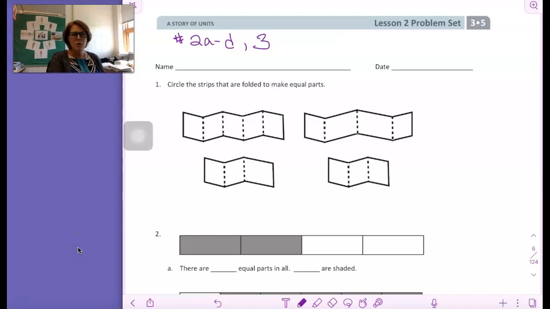Hi boys and girls, welcome back to lesson 2 in our module 5 for math, and we are continuing to work on unit fractions, and we're working on partitioning a whole into equal parts and really identifying those equal parts and counting.